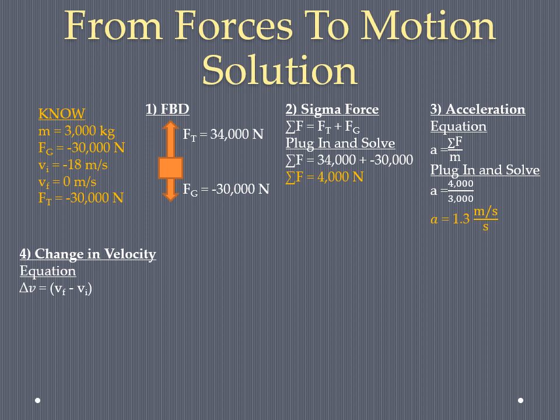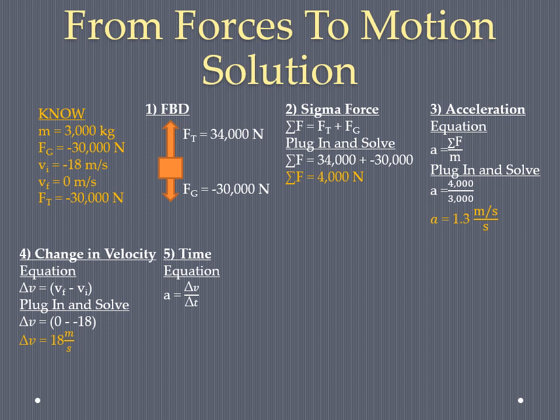The next thing I would find is the change in velocity of the elevator, delta V, as it's slowing down to a stop. So in this case, remember that it's final minus initial. We're going to have a delta V of positive 18 meters every second, right? We changed by positive 18 because we started at negative 18 and ended up at 0.